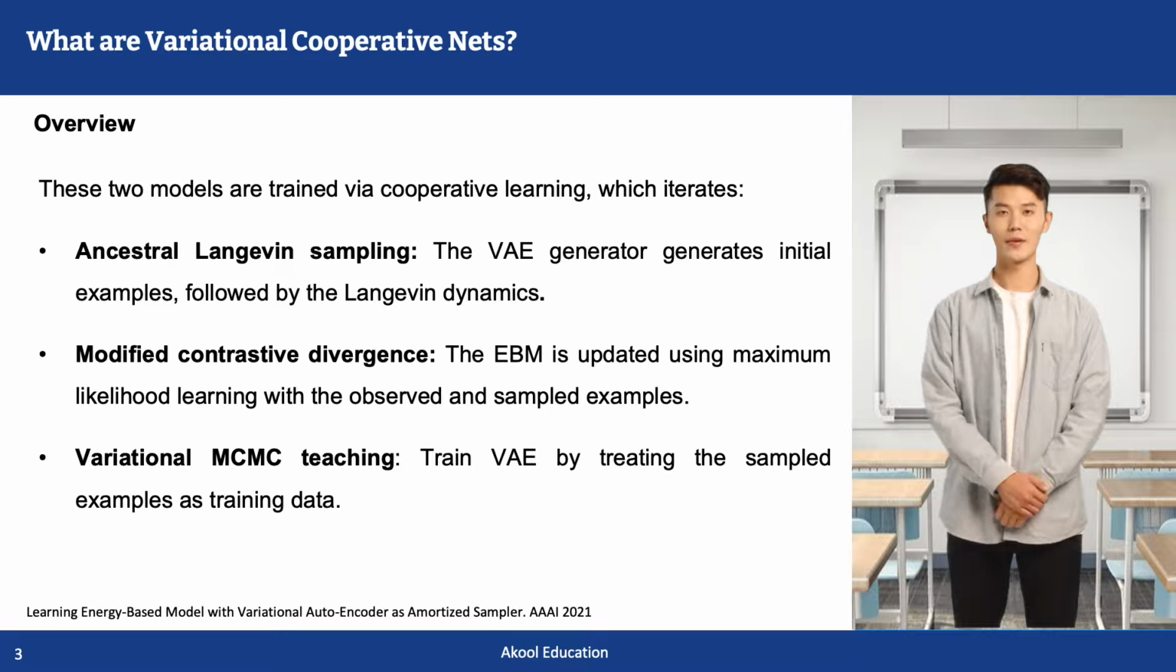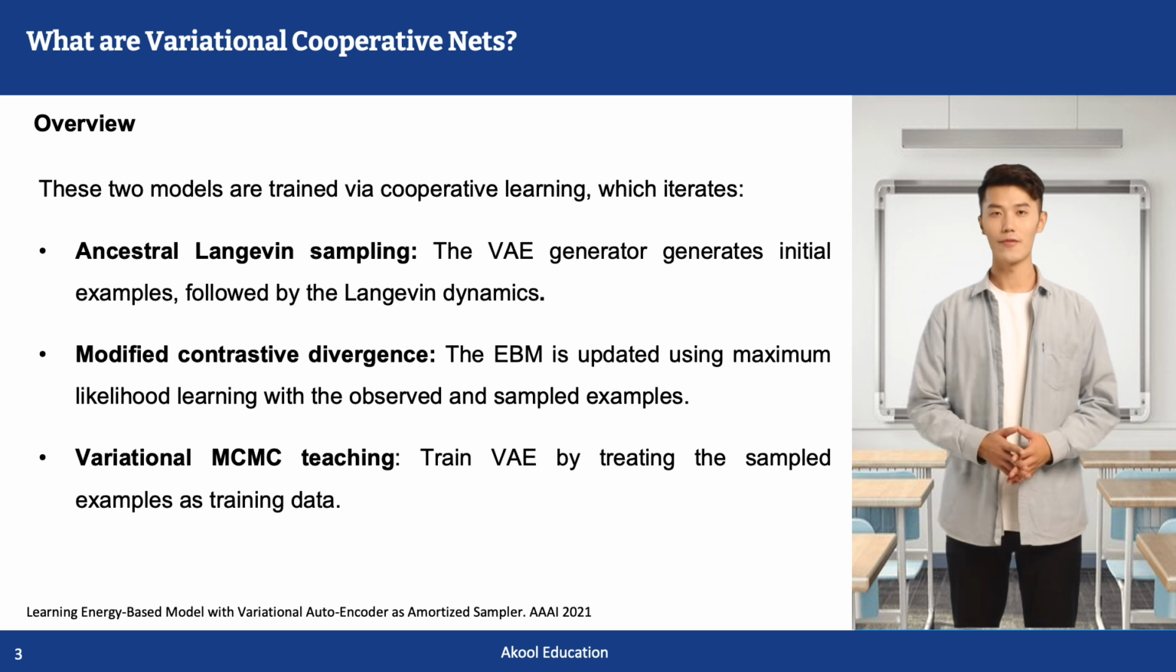The second step is modified contrastive divergence. In this step, the model updates the energy-based model using both real and generated samples via modified contrastive divergence loss. The third step is variational MCMC teaching, where the variational autoencoder is trained on sampled examples.